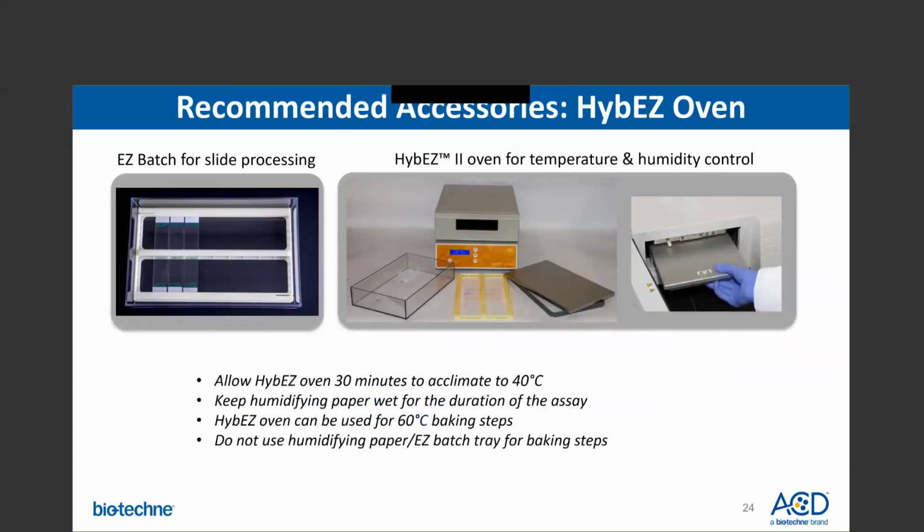Here are some of the recommended accessories. Shown here is the hybridization oven. On the right and on the left, you see the EZ-Batch tray for slide processing. When using the oven for the hybridization steps, please ensure that you have the oven turned on for at least 30 minutes at 40 C so that it can acclimatize to that temperature. And then make sure that you have the humidifying paper wet during the assay in the hybridization tray to make sure you maintain optimal humidity.